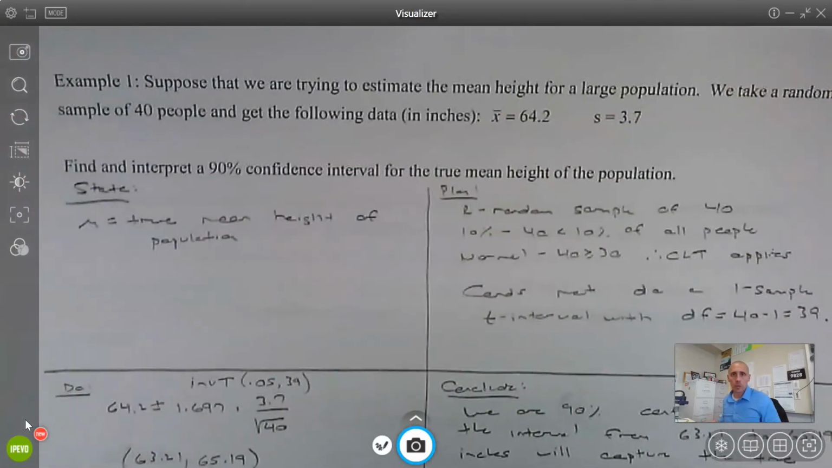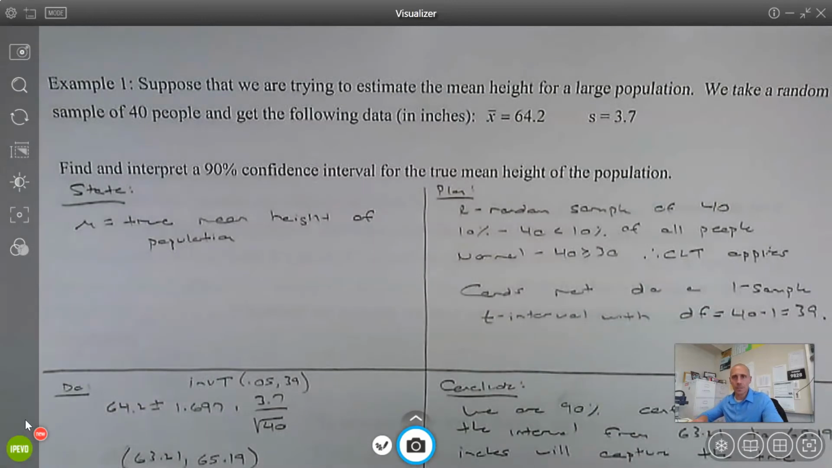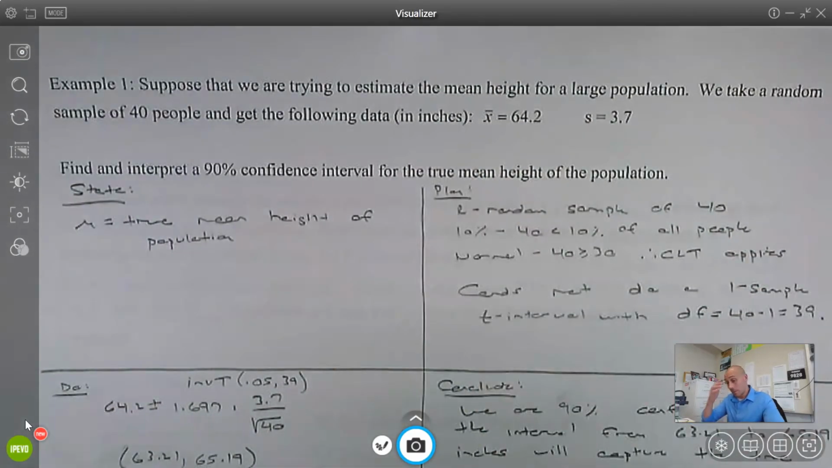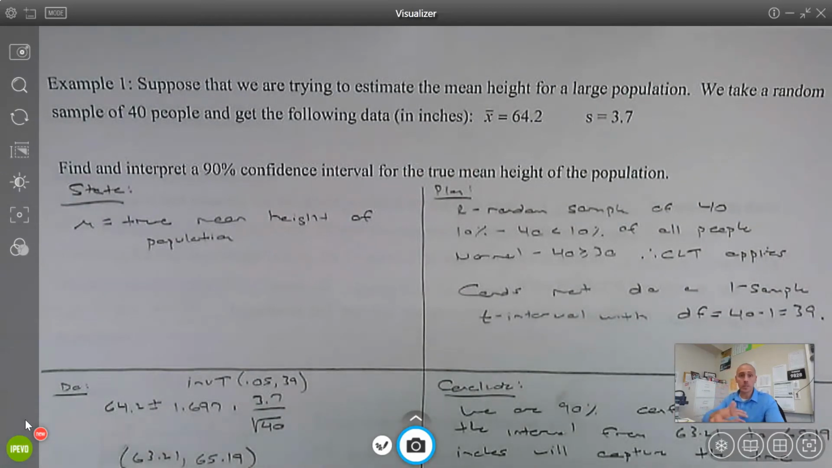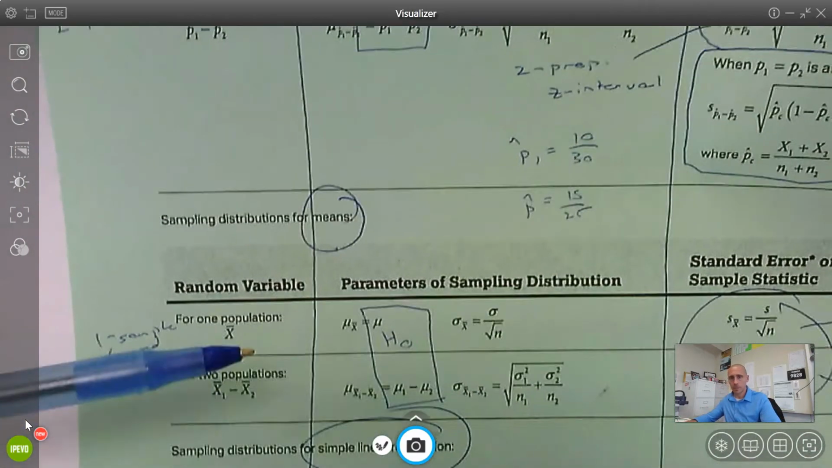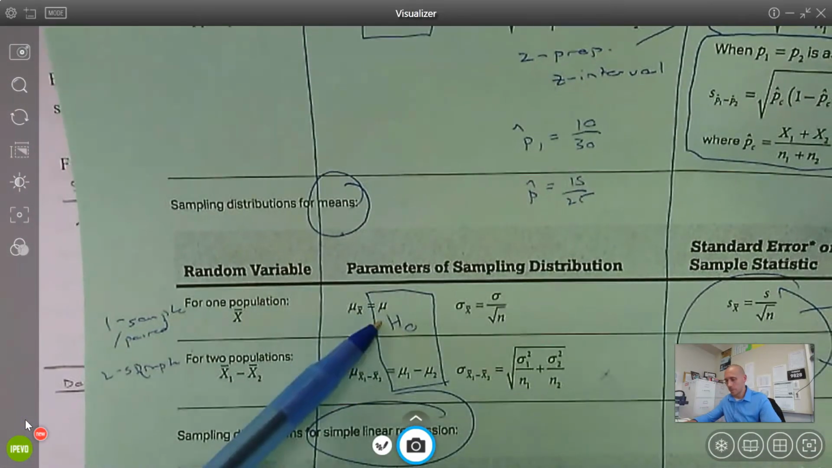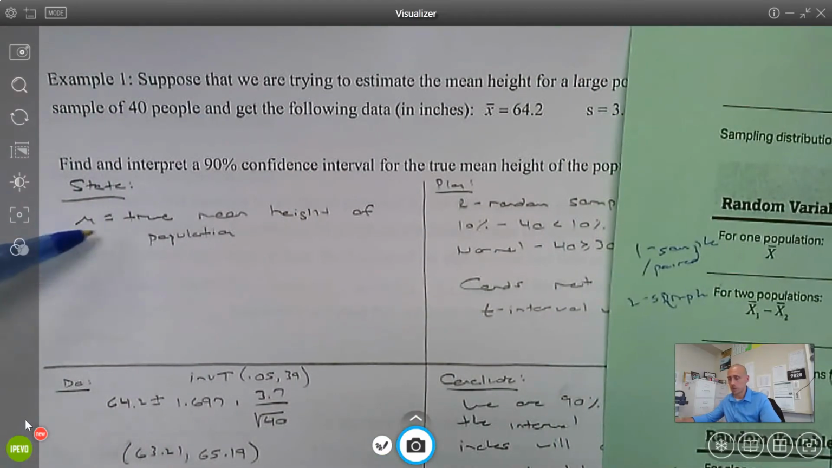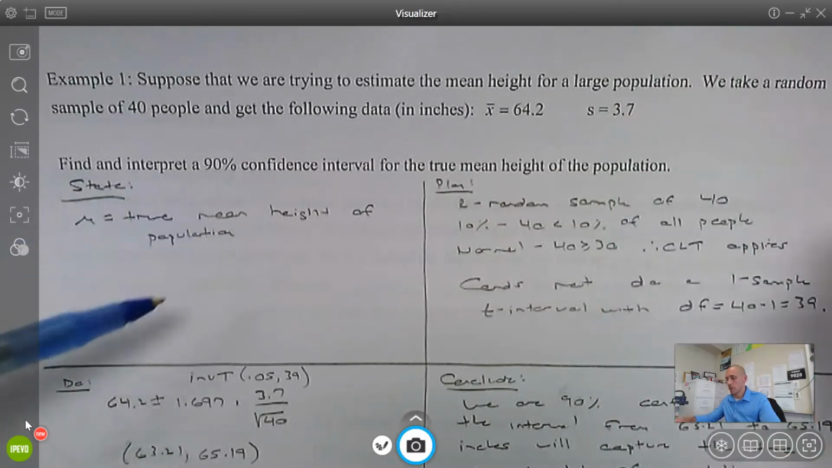For example 1, we're trying to estimate the mean height. I see inches. This is quantitative. If you have a quantitative variable, you're using the t-distribution. And we have one mean. So I'm looking at my formula sheet. Here are the parameters for one mean, mu. That's how I know to use mu. It's the true mean height of the population.